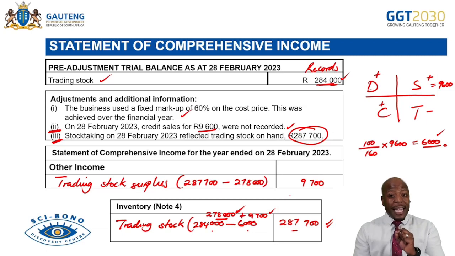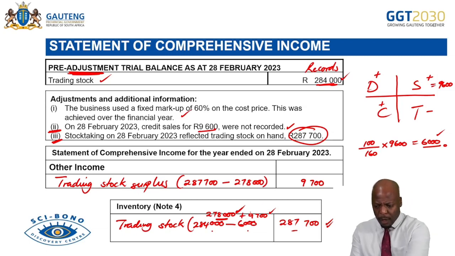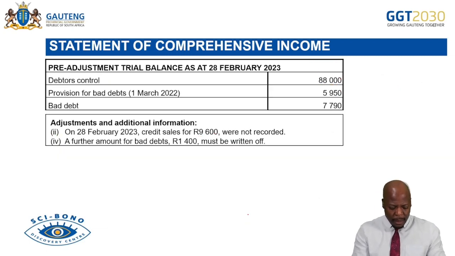If it was not a surplus, it was going to be a deficit. A deficit simply means the physical stock on hand is less than what is on the business records. Therefore, we end up with a trading stock deficit. But in this case, it was a trading stock surplus. So let's continue with our trading stock surplus. Okay. Then the next one, the next adjustment, are we good?